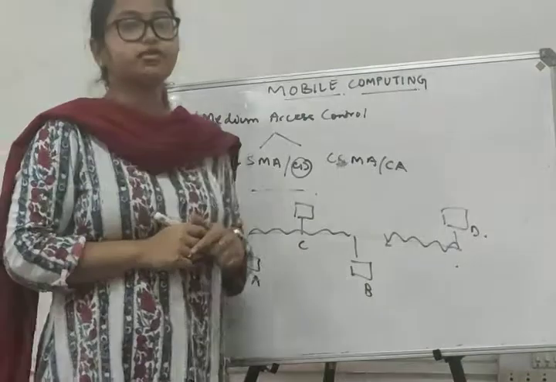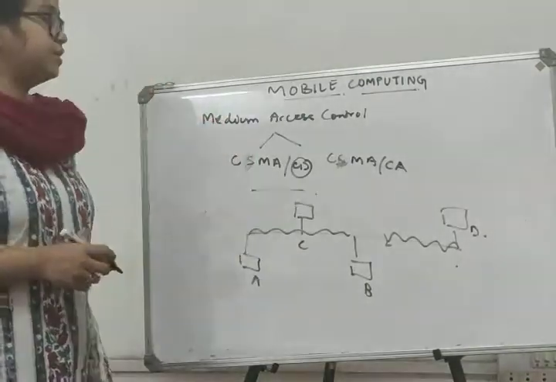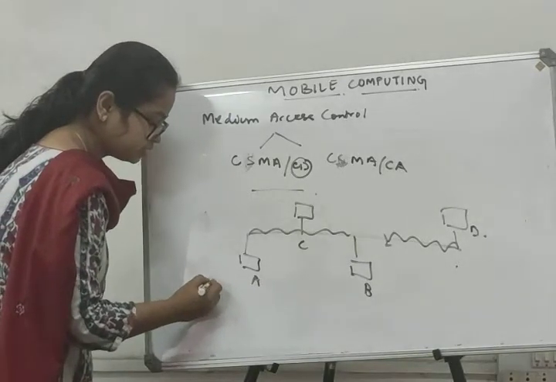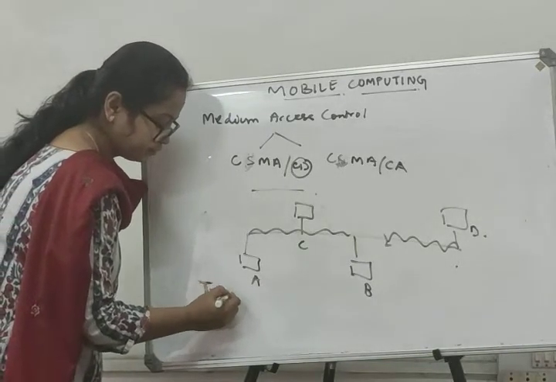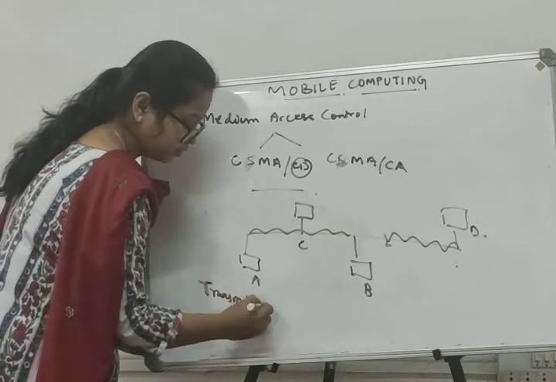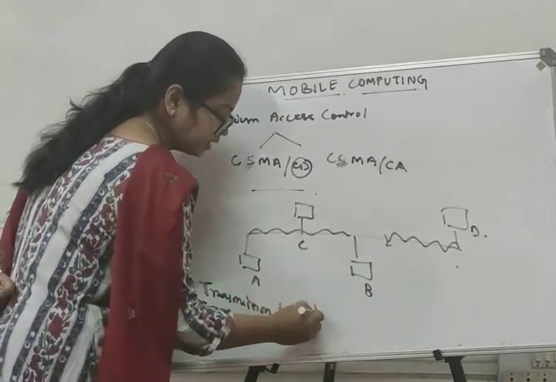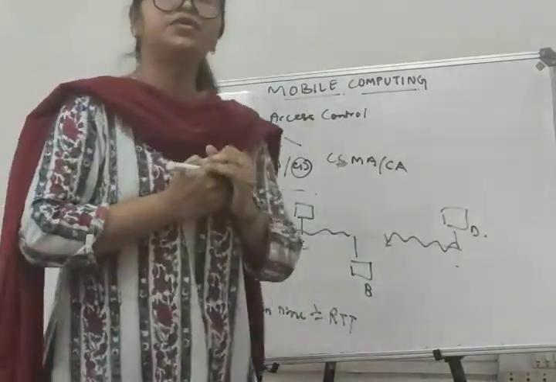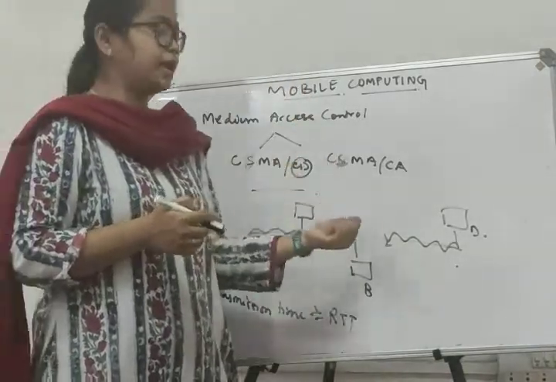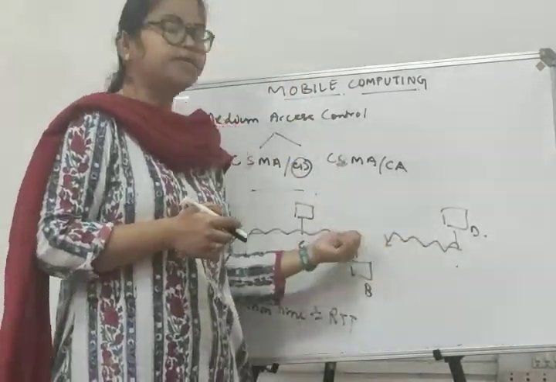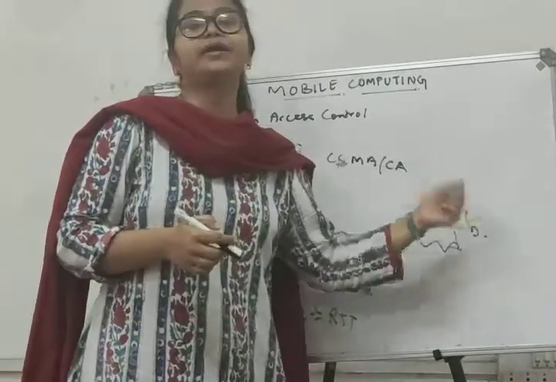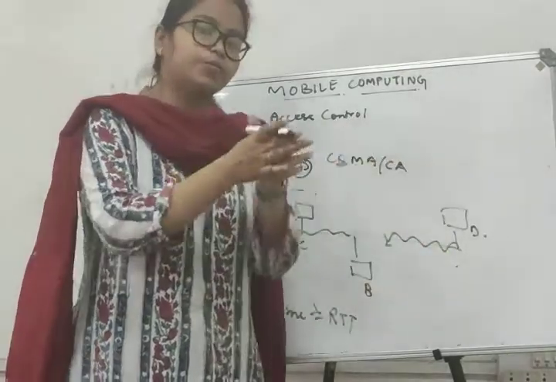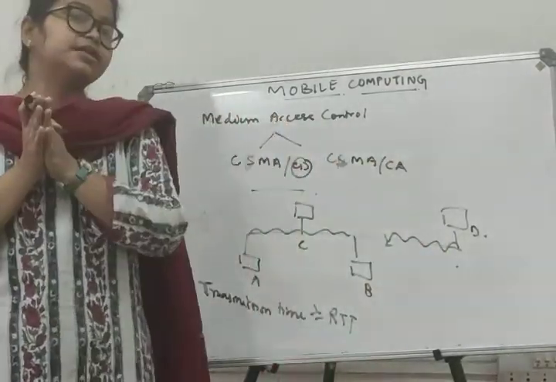But how to detect that collision? In CSMA-CD, the transmission delay, or the transmission time, must be greater than or equal to the round trip time, RTT. Now what is round trip time? Round trip time is the time to send a signal and to get back a reply. That is, what is the time to propagate a signal in the channel?